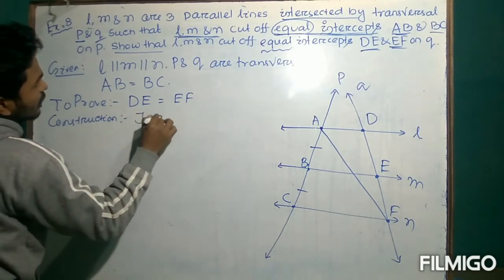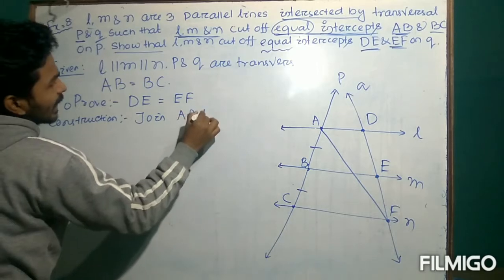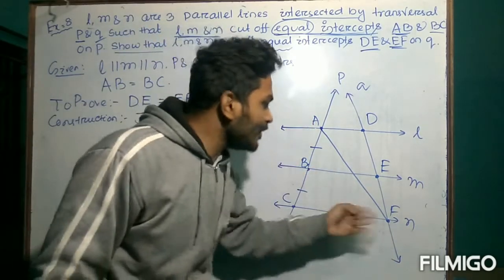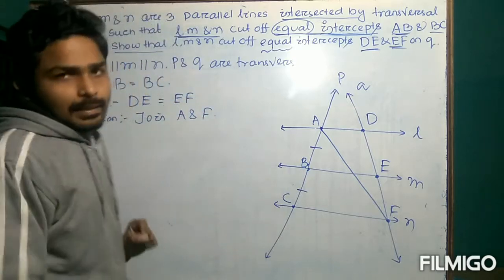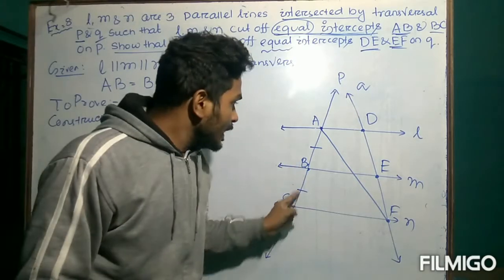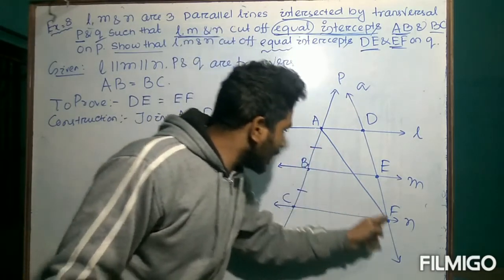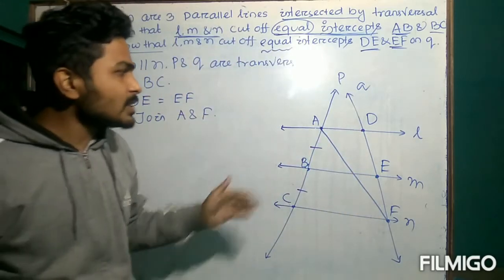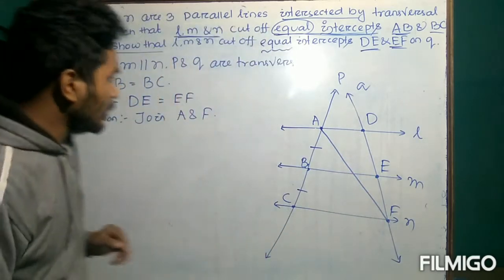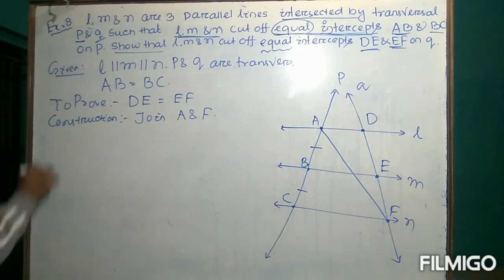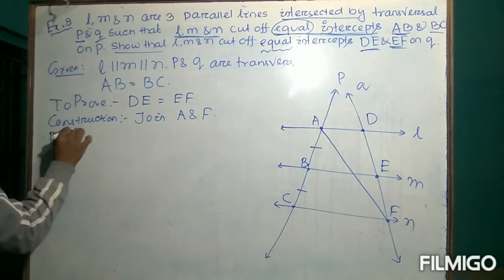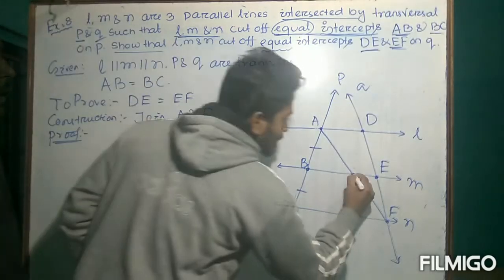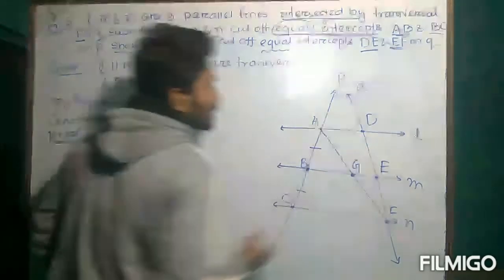Join A and F. Why have I joined A and F? Because if I join A and F, then I can get a triangle. See, if I join A and F, here I get a triangle. Here also I get a triangle. That is the reason why I have joined A and F. Understood? So now let us prove. Let's say this point is G.